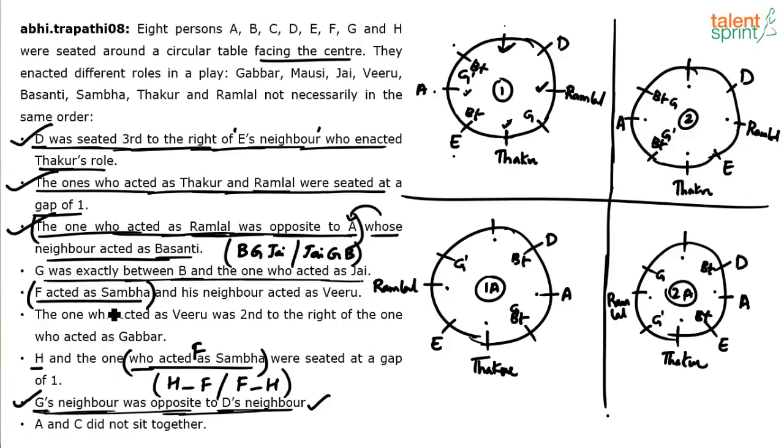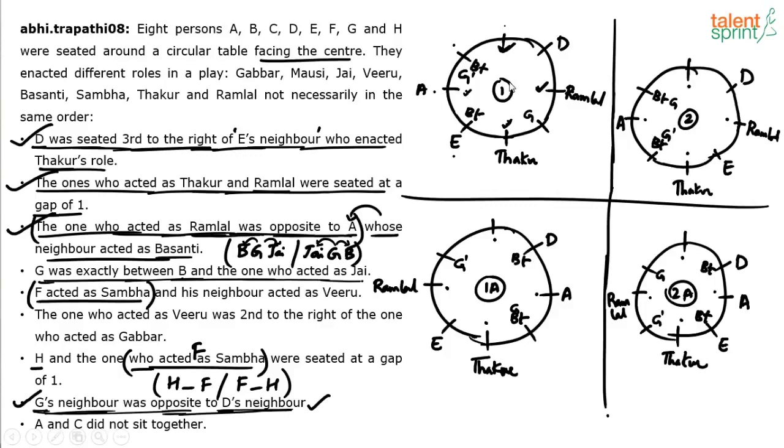For example, we know that one of the neighbors of G is J and the other neighbor is B. Now that we have talked so much about G, let's continue with this point. G was exactly between B and J. G was exactly between B and J means what? The neighbors of G are B and J. One neighbor is B, the other neighbor is J. So one neighboring position of G should be J, the other neighboring position of G should be B.